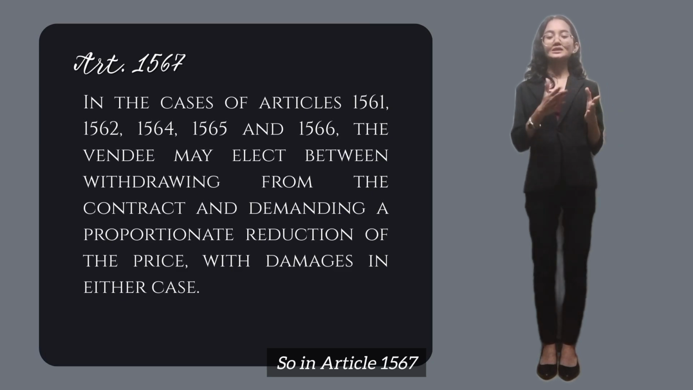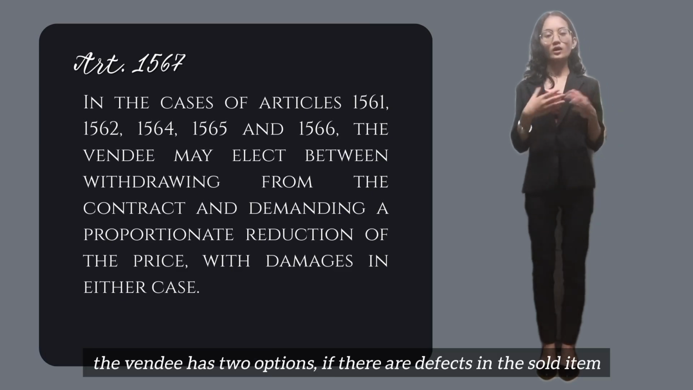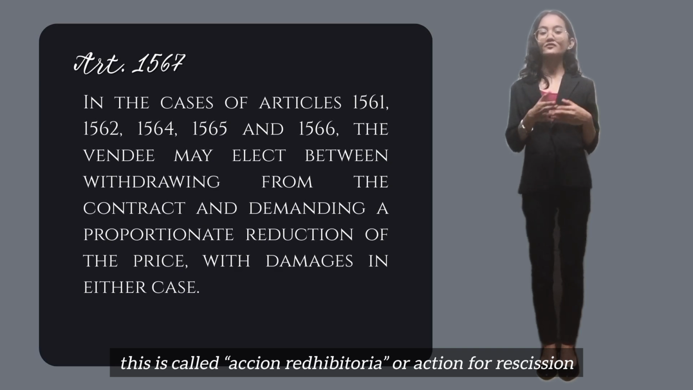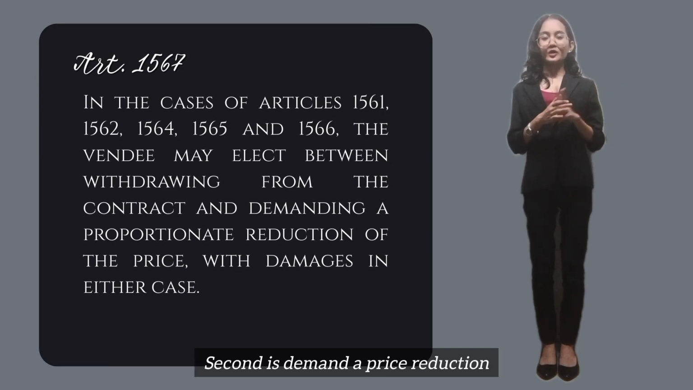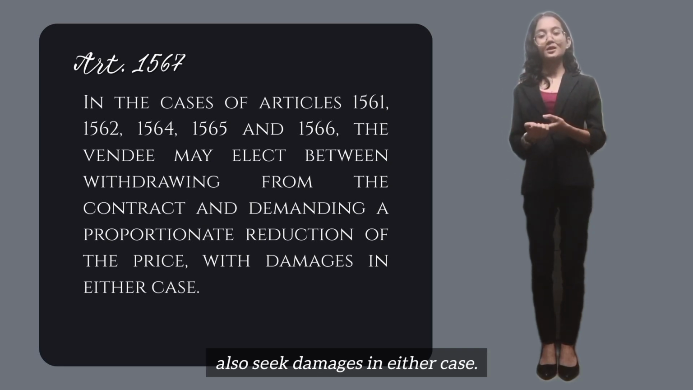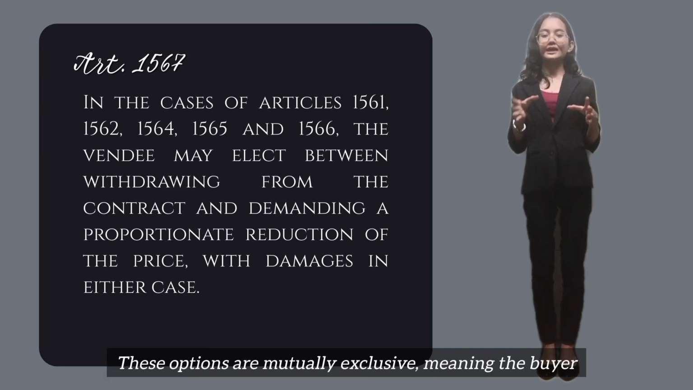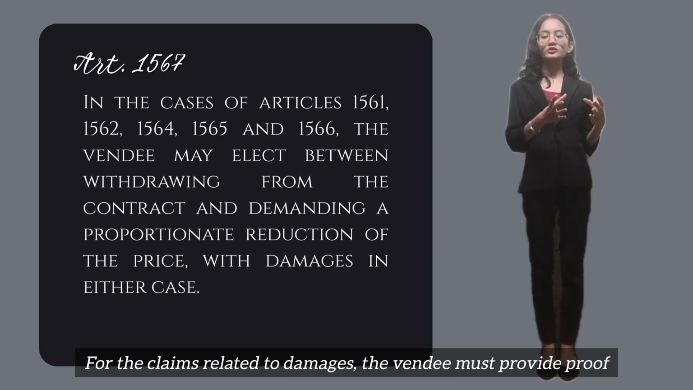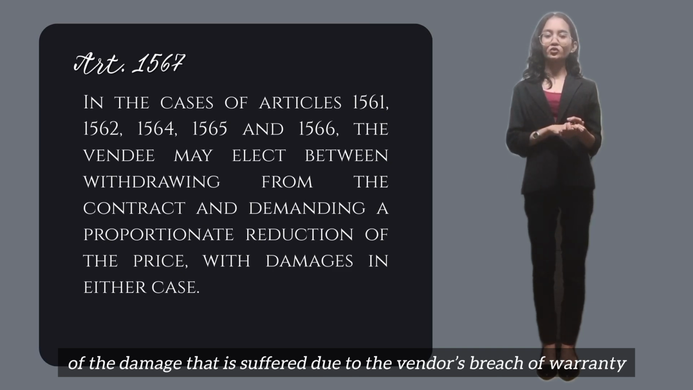So in Article 1567, the vendee has two options if there are defects in the sold item. First is to withdraw from the contract. This is called action redhibitoria, or action for rescission. And second is to demand a price reduction, which is known as action quanti minoris, and the buyer can also seek damages in either case. These options are mutually exclusive, meaning the buyer can choose one or the other, but not both.